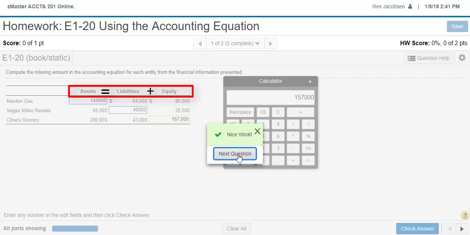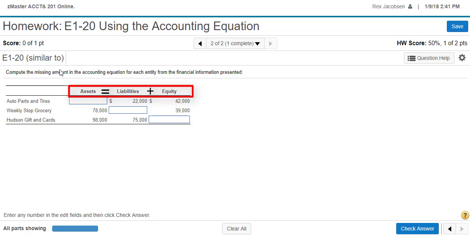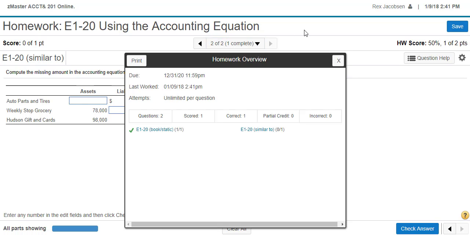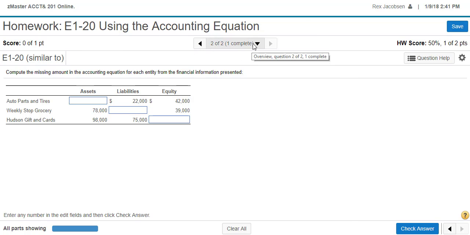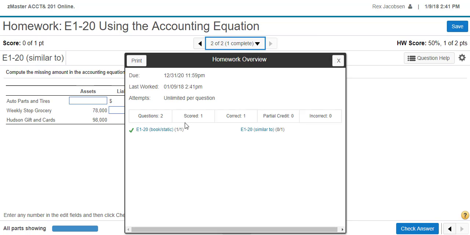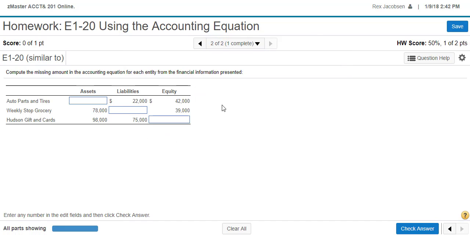So that's it. Now if I click on next question, it will take us to number 2 of 2. So it gives us the same problem, but the company names are changed and then the numbers are changed. And if I wanted to go back to the previous one, I could either click this left arrow or I could click here and see all the questions. So the check mark means I've completed this problem. So it's your task to go ahead and complete the similar 2 version of exercise 1-20.